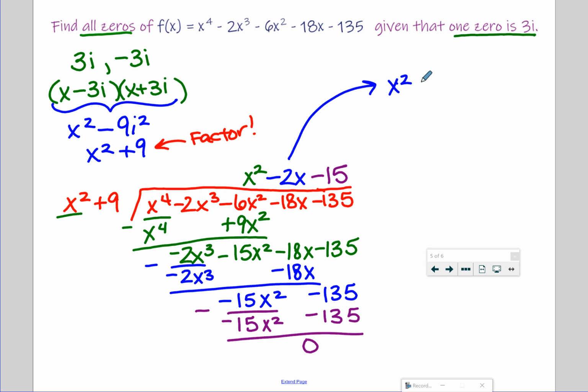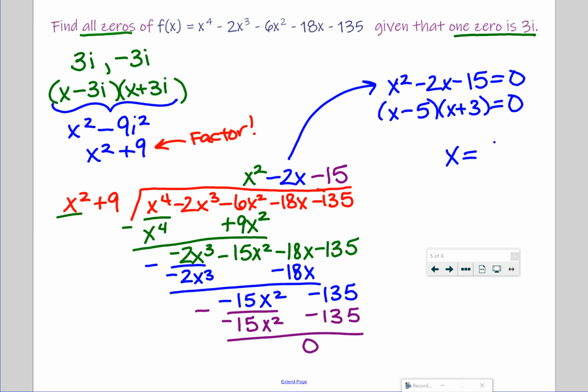So we're going to take our quotient, we're going to set it equal to 0. And then you can either factor again, quadratic formula, square roots. Can't do square roots for sure here because I have an x squared and an x term. So we're just going to factor. Two numbers that multiply to negative 15 and add to negative 2 are negative 5 and positive 3. Set each of those equal to 0 and we're going to get our answers.